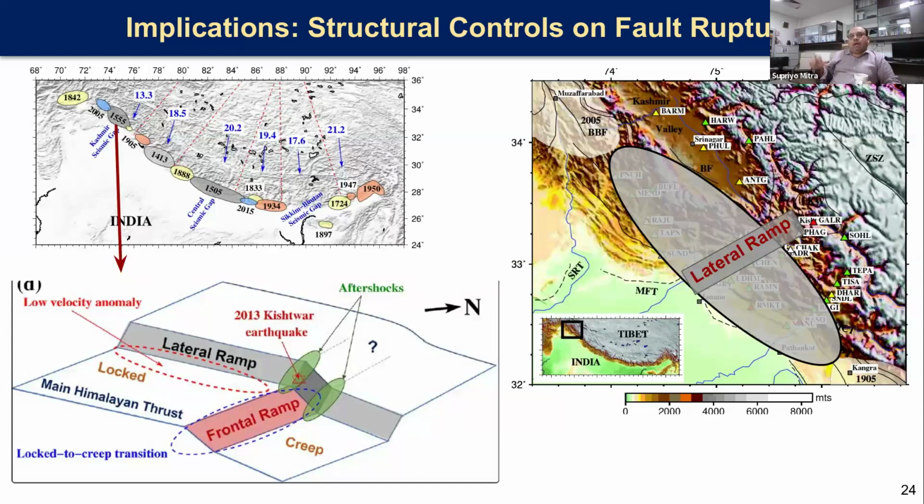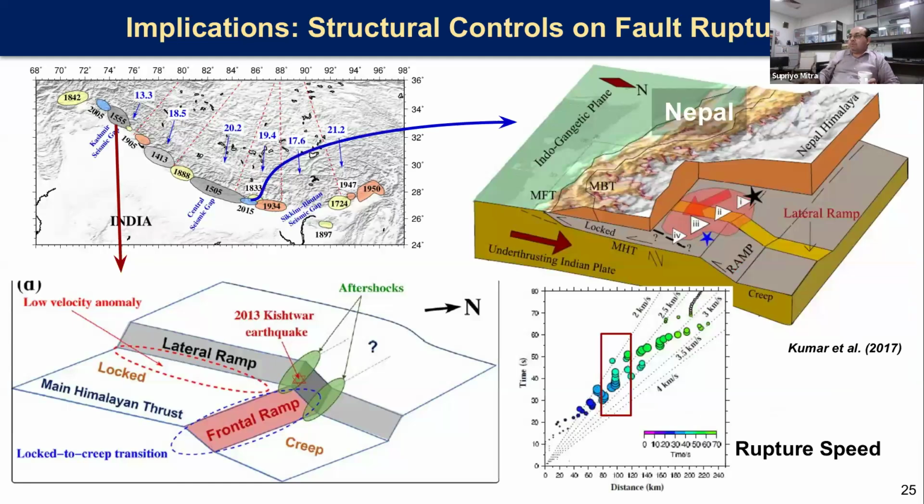Now, in terms of the other implication, it's the structural control on fault ruptures, because if you have a lateral ramp sitting right in between where you have this mesoseismal zone of the 1555 earthquake, imagine if you were to break this region in a big earthquake, most probably this lateral ramp will play a role in modulating or controlling the rupture propagation. And this is something which we have seen in the 2015 earthquake.